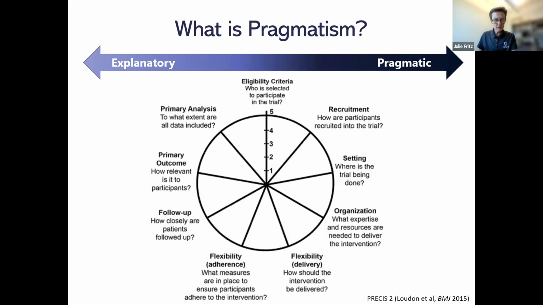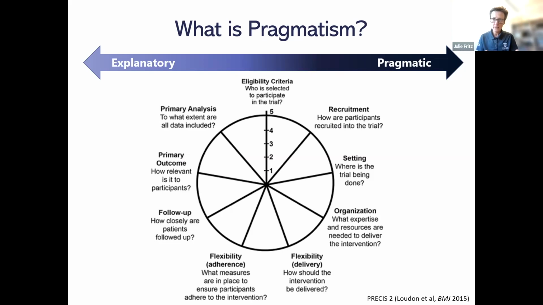So what exactly is pragmatism? If you've done a little bit of work in this area, you'll recognize this wheel that's called the PRECIS-2 wheel. And what this diagram shows is 9 different elements of study designs that can be thought of as more or less pragmatic or explanatory.